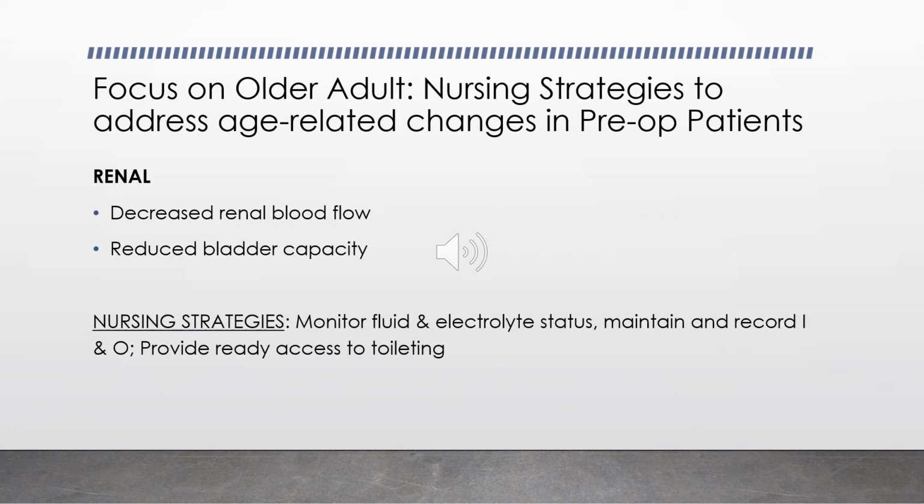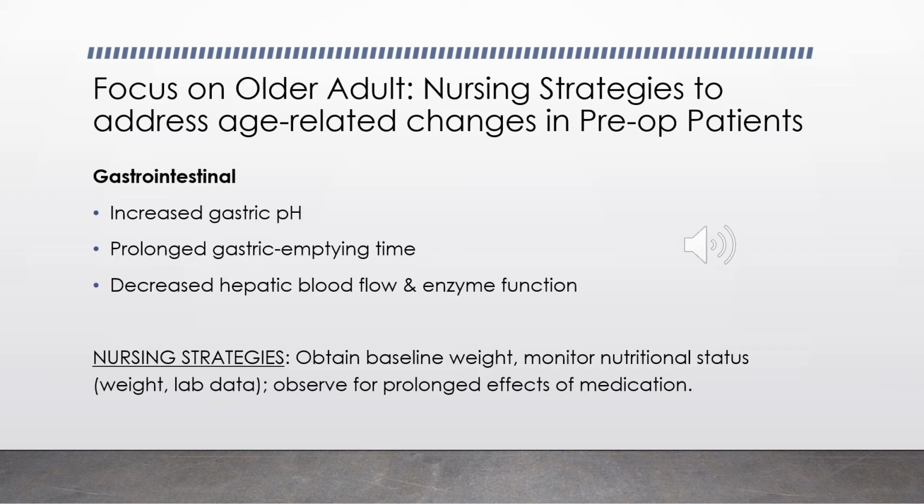The older adult has decreased renal blood flow and reduced bladder capacity. Their renal function is not as sufficient or efficient as the younger individuals. So it's very important to monitor their fluid and electrolyte status, to record their I&Os. Older adults also have prolonged gastric emptying time. They have decreased hepatic blood flow and enzyme function and increased gastric pH. So it's very important to monitor their nutritional status and watch for prolonged effects of medications.